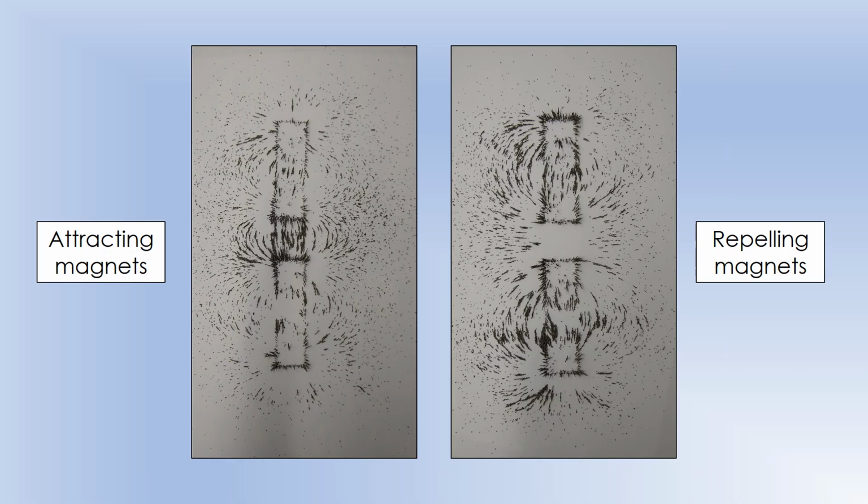Again, if we take a look at this with iron filings, you can actually see these effects coming out. You can see with the attracting magnets, we end up with a region in the middle with very high flux density, whereas with the repelling ones, we've got a region with almost none at all, because these magnets are identical.